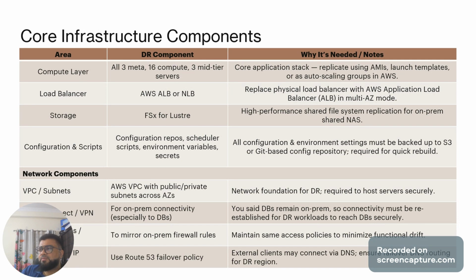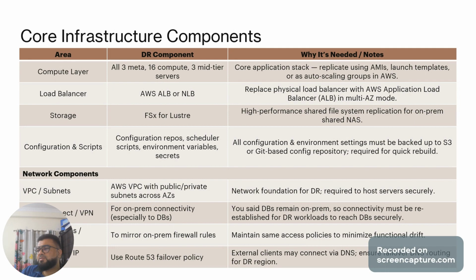Here we have the components for each area, covering the core components, network, identity, and external application ingestion. The compute layer, which covers 22 of our servers, forms our core application stack. We will replicate these using AWS Elastic Disaster Recovery, or DRS, or with AMIs with launch templates or auto scaling groups in AWS. Our physical load balancer will be replaced by an AWS Application Load Balancer, or ALB, running in multi-AZ mode. Crucially, our 20 terabytes of high performance shared file system will be handled by FSx for Lustre to provide the shared storage the application needs.